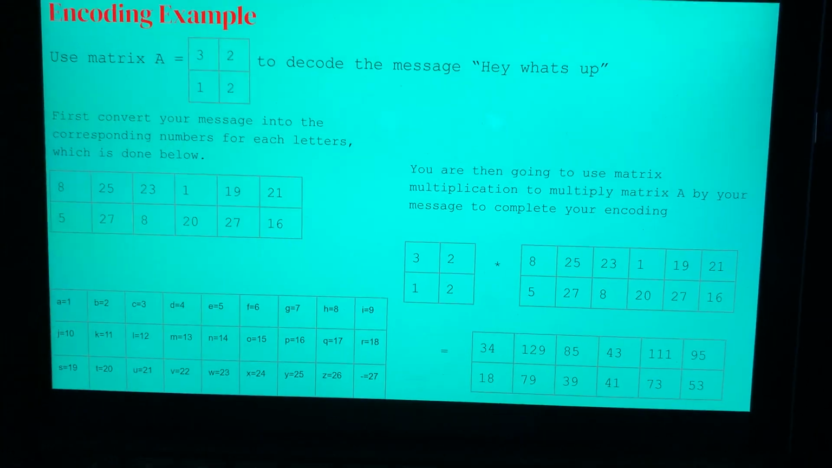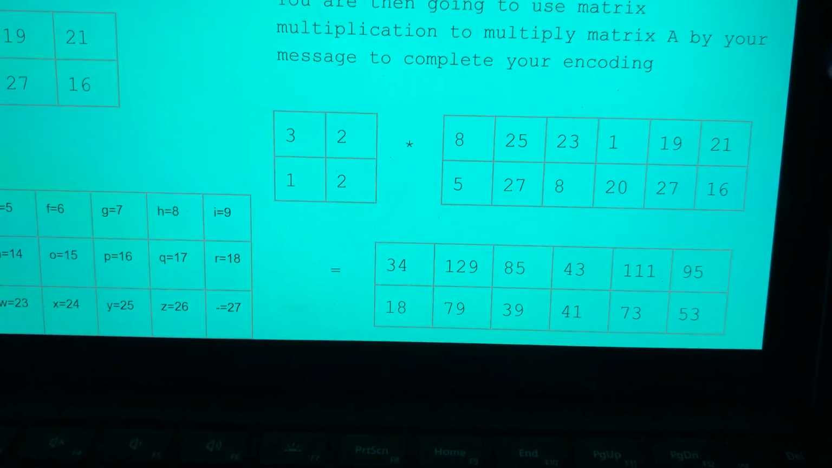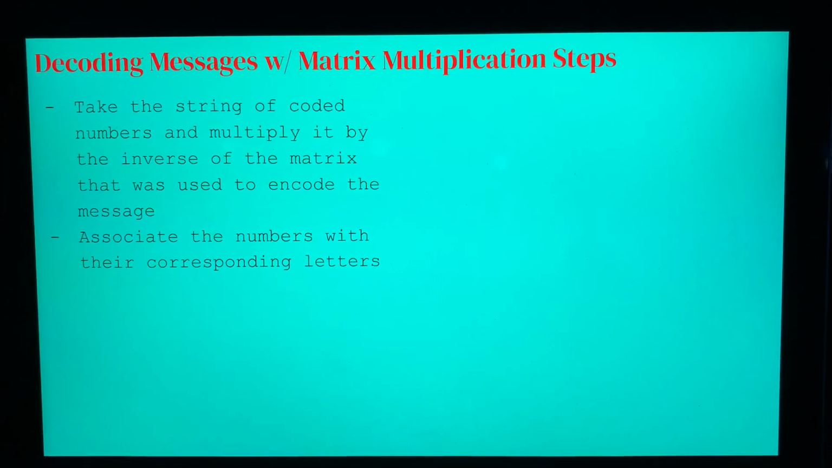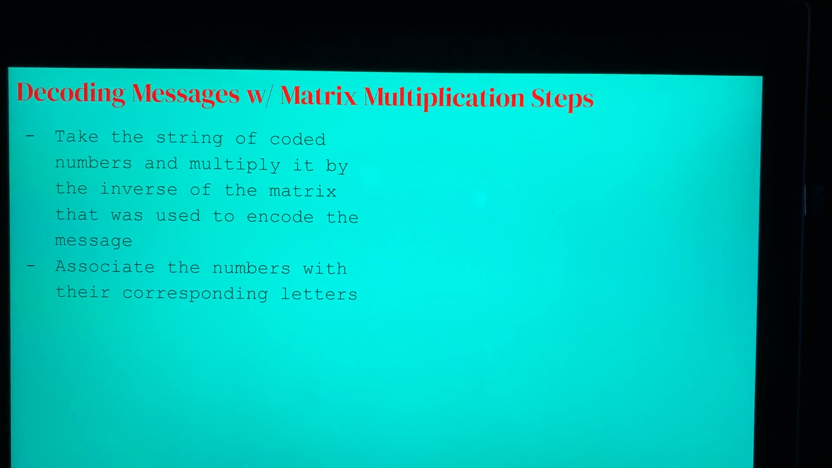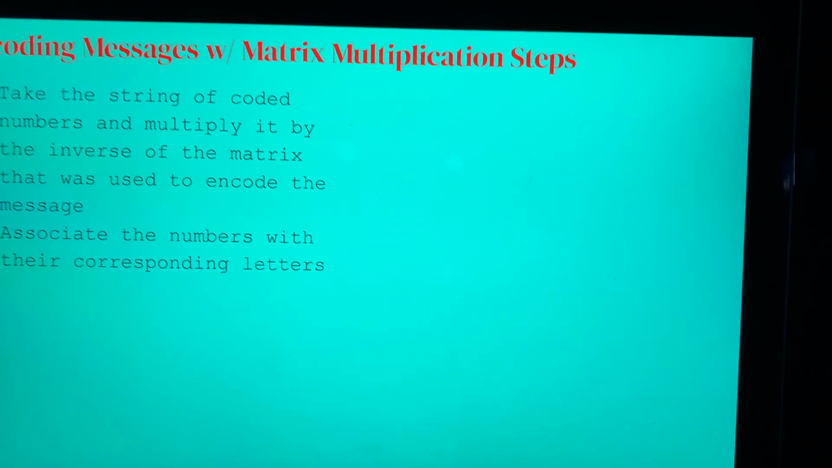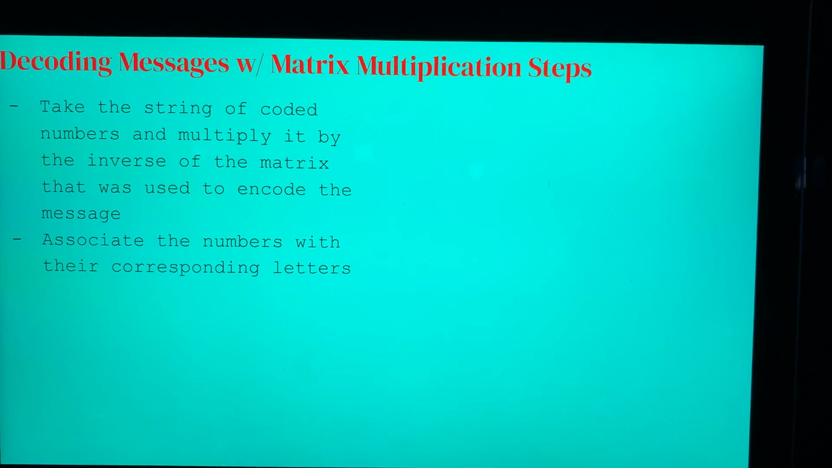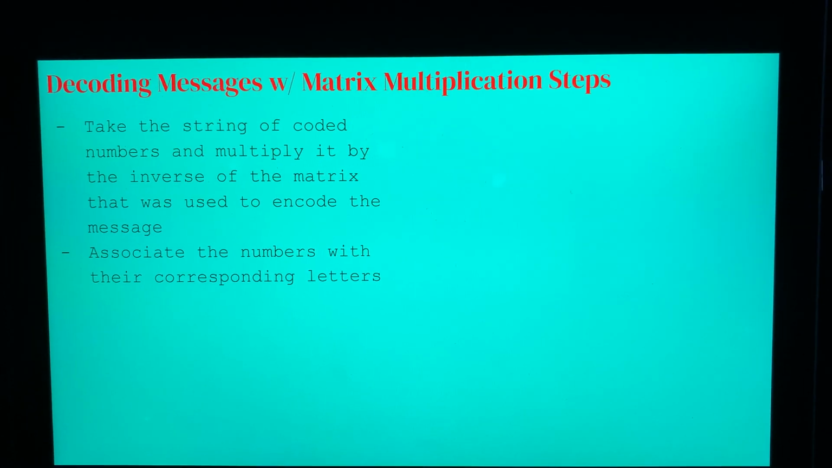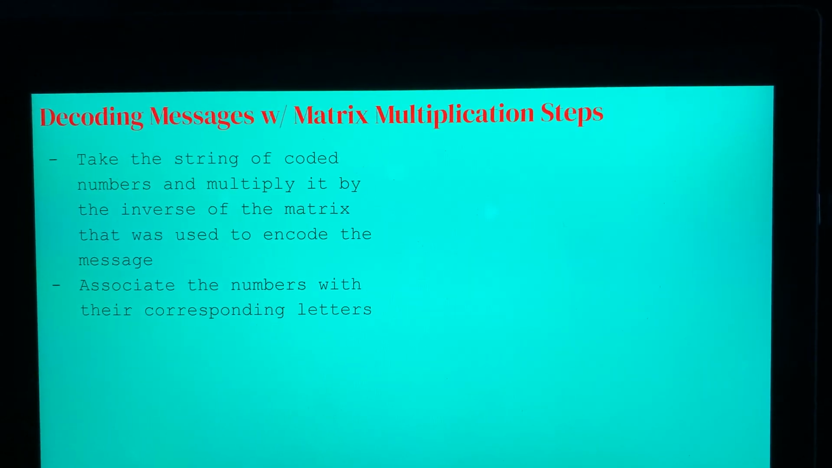Now we're going to look at how to decode it, because obviously a number like this just seems meaningless. So, decoding messages with matrix multiplication steps. You're going to take the string of coded numbers and multiply it by the inverse of the matrix that was used to encode it. So your matrix A, you're going to take the matrix A to the negative first power, and we'll show you how to do that on your next page. And then once you solve this, you'll have a set of numbers. You'll associate the numbers with their corresponding letters to find out your hidden message.